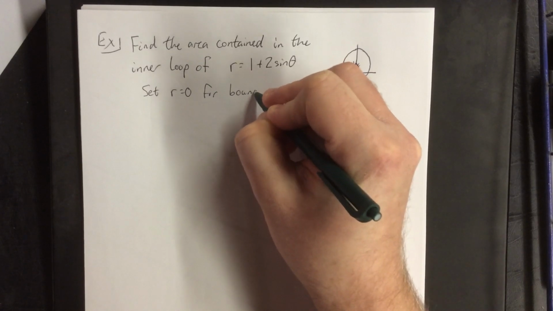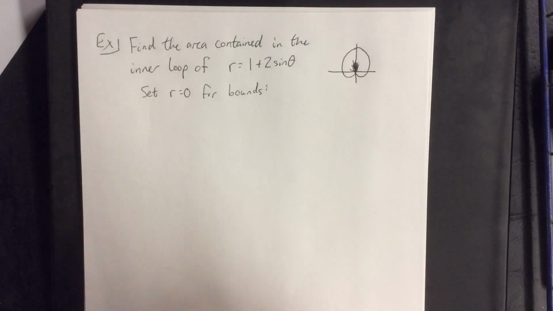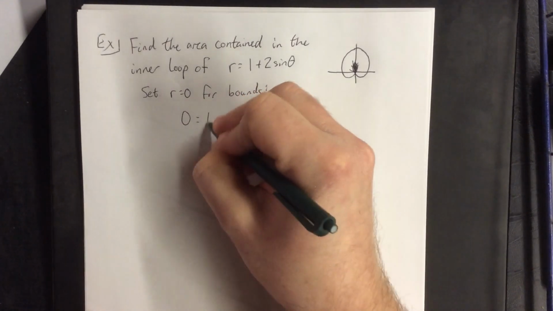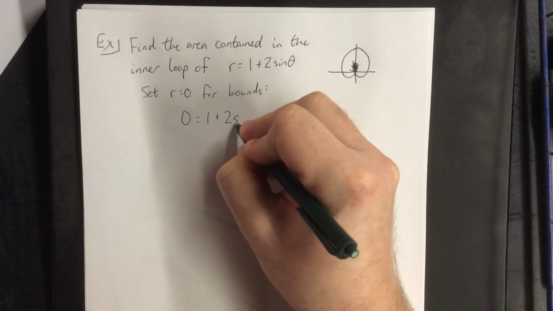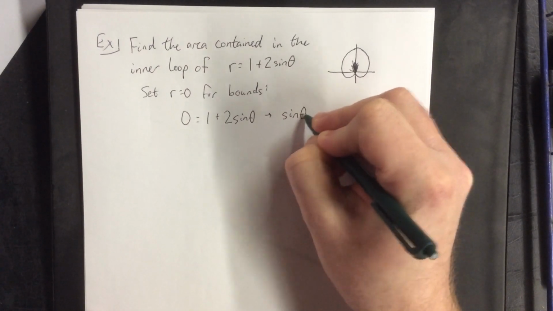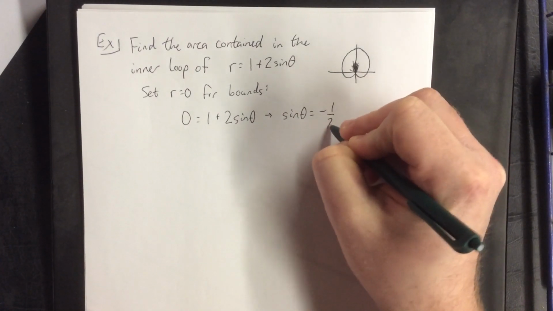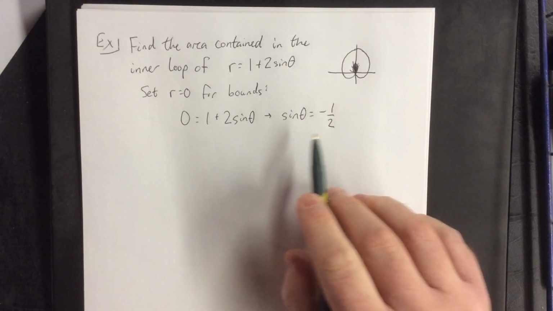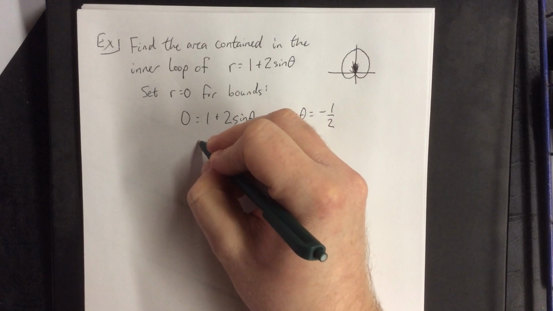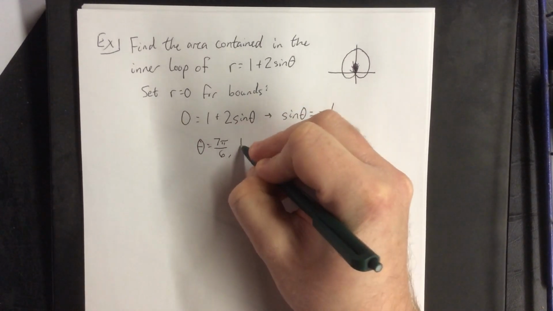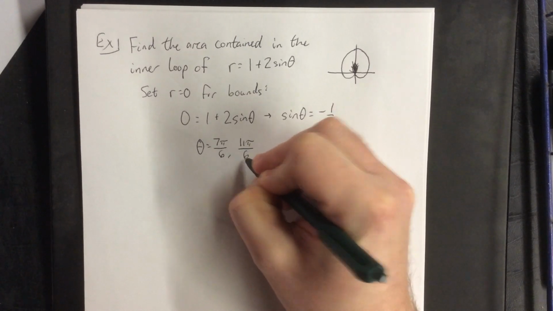We'll set r equal to 0 to get our two bounds. Setting r equal to 0, we'll have 0 is equal to 1 plus 2 times the sine of theta. If we solve this for the sine of theta, we get that by subtracting 1 and dividing both sides by 2. There are two places where it will occur that we wind up with sine of theta being equal to negative 1/2. That takes place at 7 pi over 6, and again at 11 pi over 6.